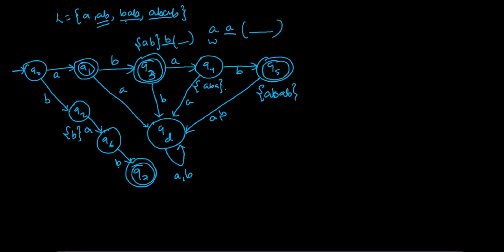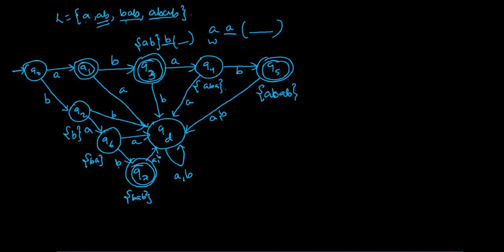When you are at Q7, you have seen BAB. Anything that comes afterward should not be a part of the language, so it goes to QD. Now when you are at Q6, if you see A, it means BA is there. BAA is not part of the language, and anything that comes afterwards is not a part of the language. When you are at Q2, you have defined moves for A. What about B? BB is not a part of the language, and there is no possibility that whatever comes afterwards can be a part of the language, so it also goes to a dead state. So this is your DFA for this language L.